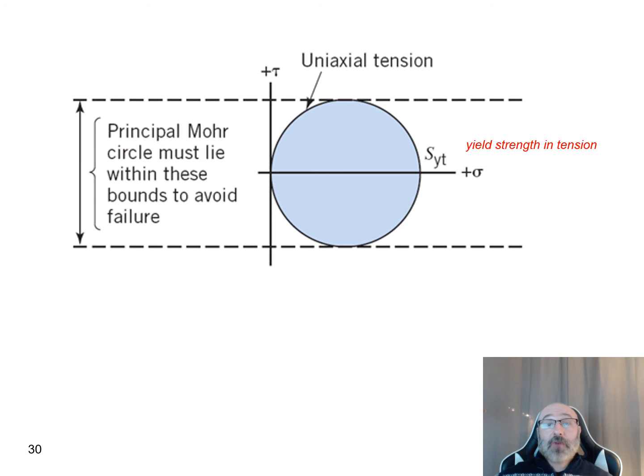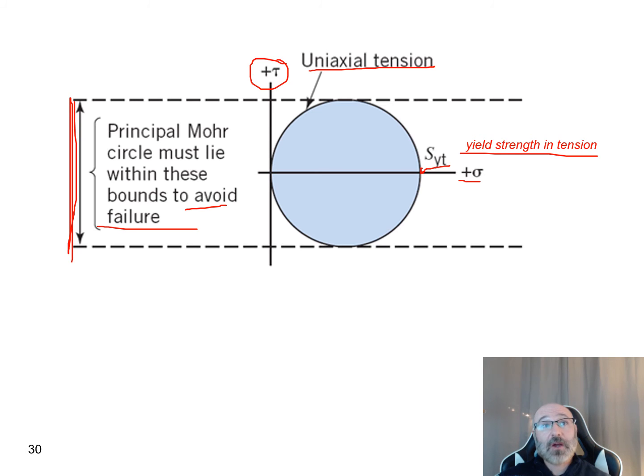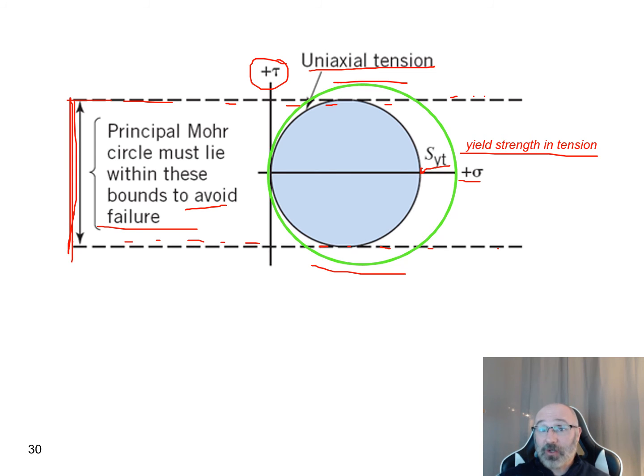So now going back to our graphical representation, what we have in this graph is uniaxial tension. So we're just looking at tension. Our S sub yt is our yield strength in tension, so we can draw that out on our axis. There's our sigma axis, there's our shear axis. Now this distance here is the diameter of that circle. This is the fact that our principal Mohr circle must lie within these bounds to avoid failure. So these are the 2 bounds that our principal Mohr circle must lie within to avoid failure. So let's just take a look. If we have this, we can see for this example that it does not lie within these bounds, and therefore does not necessarily avoid failure.